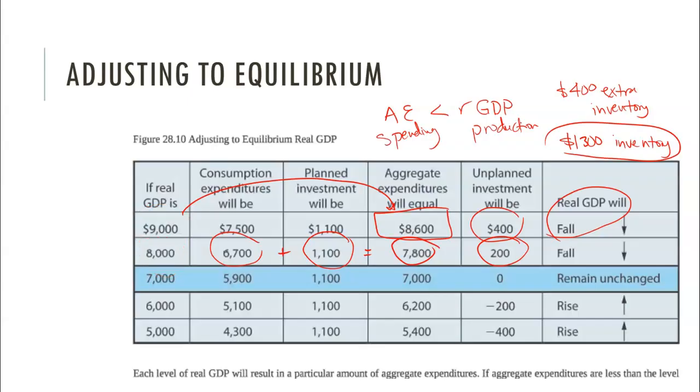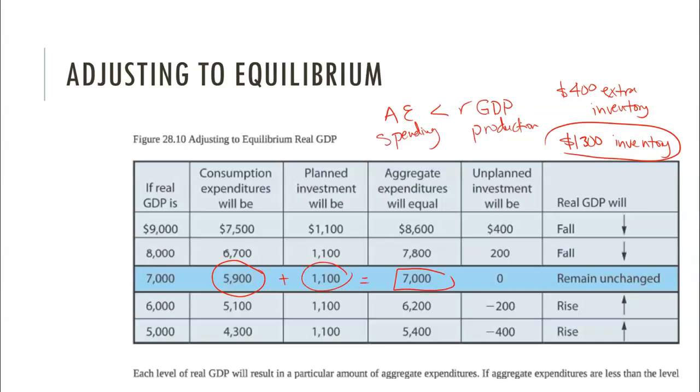If they lower it to 7,000, then we get consumption of 5,900, planned investment of 1,100, which equals 7,000 in aggregate expenditures. Great. Our unplanned investment is 0, right? We correctly predicted how much consumers were going to buy. We've got that inventory we want. We don't need to change anything about our production in our next time period.